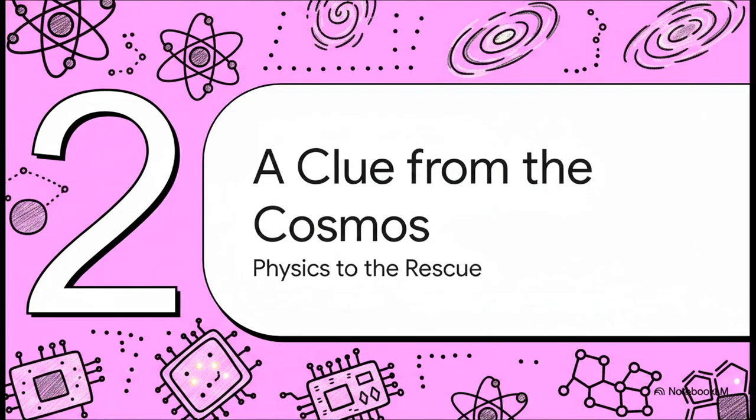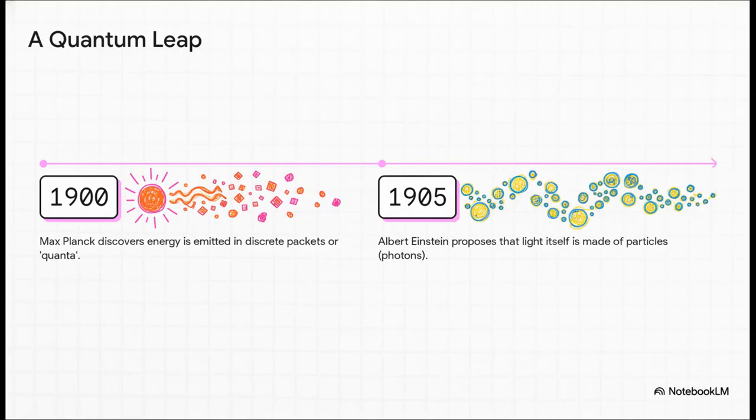Now, this solution, and you're not going to believe this, didn't come from some engineer trying to build a better computer. Nope. It came from physicists who were trying to understand the very fabric of reality itself. Let's jump in a time machine. Back in 1900, a physicist named Max Planck was studying energy, and he found something that just blew everyone's mind. Energy wasn't a continuous flow, like water from a hose. It was shot out in tiny, specific packets.